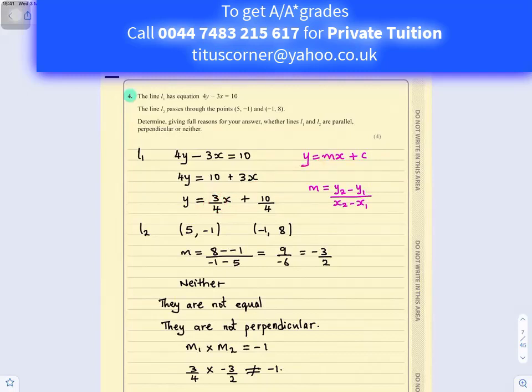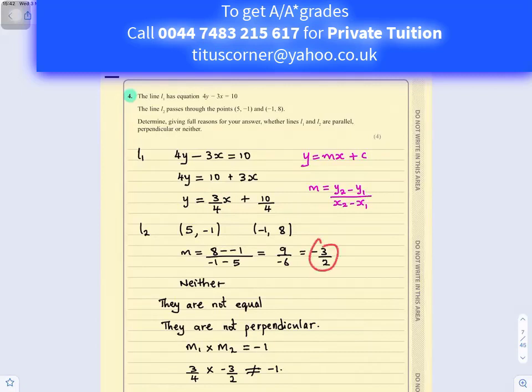To get the gradient for line L2, we use this formula. m equals y2 minus y1 over x2 minus x1. So y2 is 8, y1 is minus 1. x2 is minus 1, x1 is 5. So 8 minus minus 1 gives you 9. Minus 1 minus 5 is minus 6. And that will be simplified to minus 3 over 2. So the gradient for L1 is 3 over 4. The gradient for L2 is minus 3 over 2.